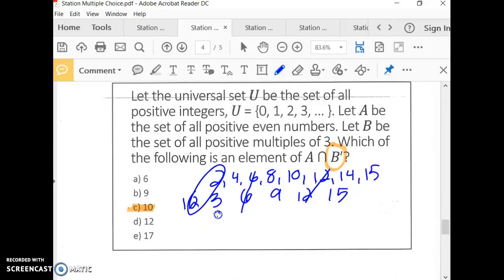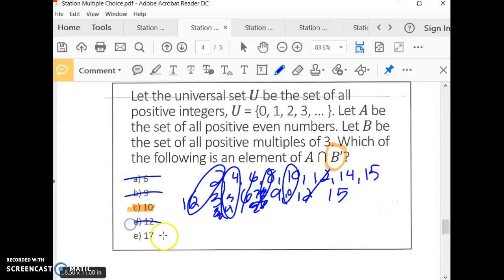Well, that would work. 3, 4. 4 is a value that worked. 5, 6 won't. 4, 5, 6, 7, 8. 8 would work. 9, 10 is in the complement. So over here, 6 won't work, 9 won't work, 12. 17 is not an even number. The only one that works is C.